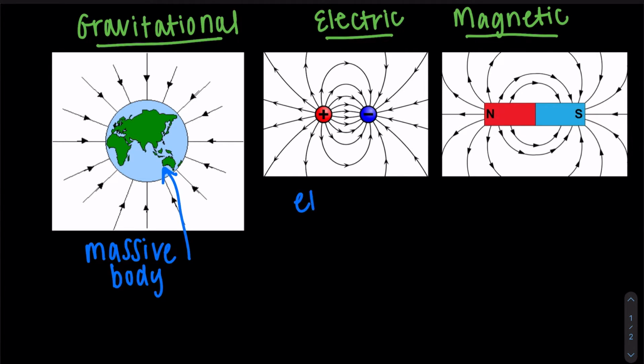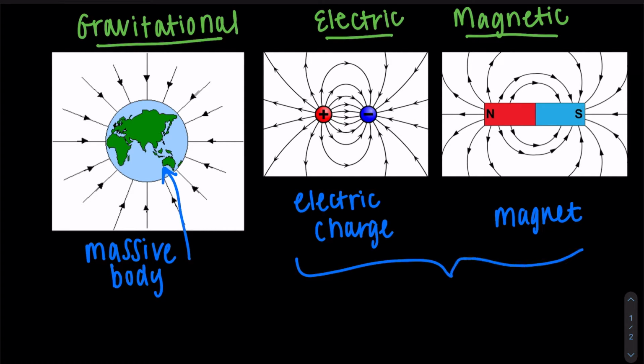For the electric field, the object is an electric charge, and similarly for the magnetic field, the object is a magnet. As you can see here, the electric and magnetic fields are very similar, and because of this, they are often referenced together as an electromagnetic field.